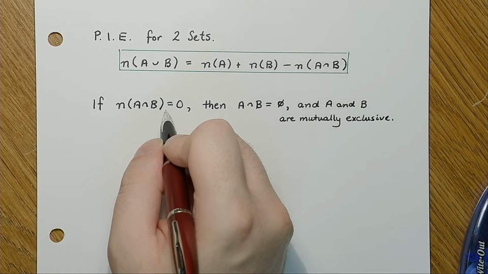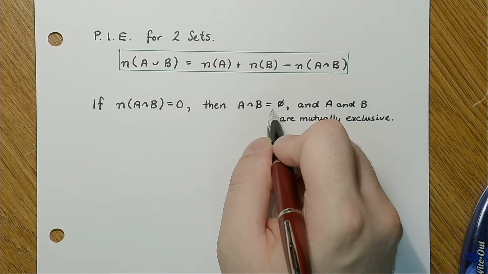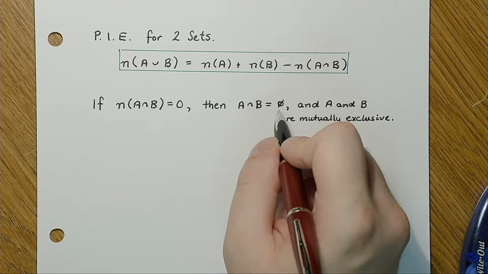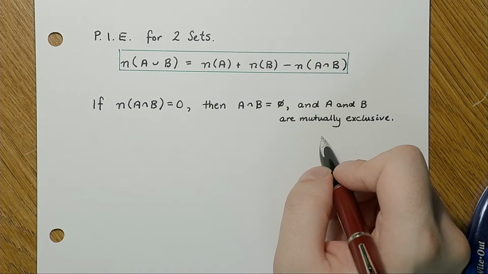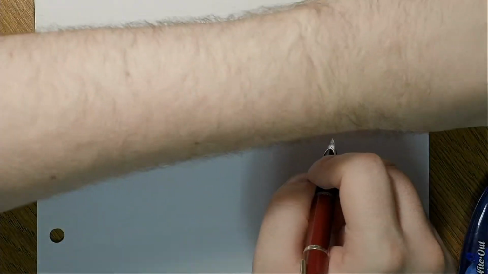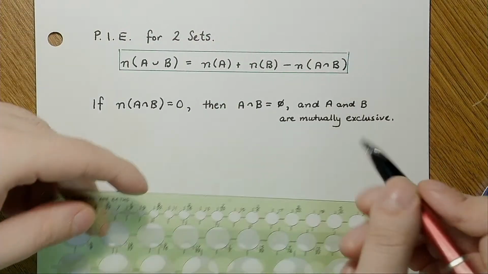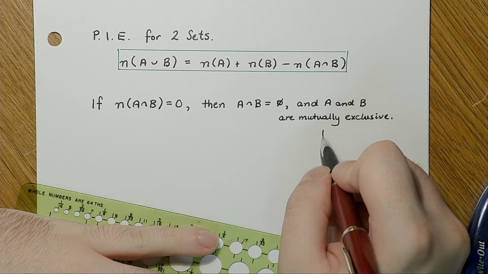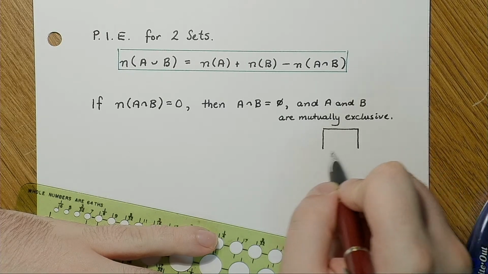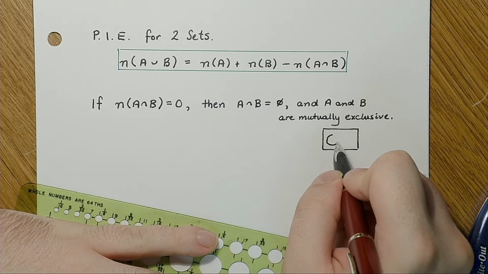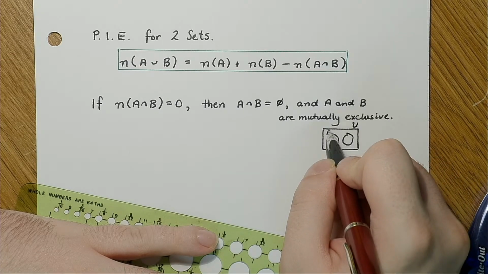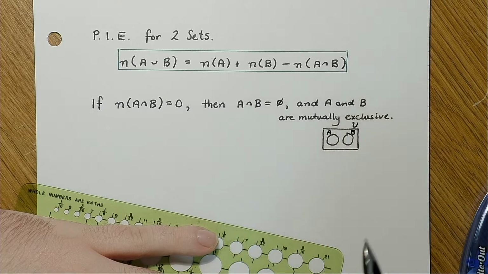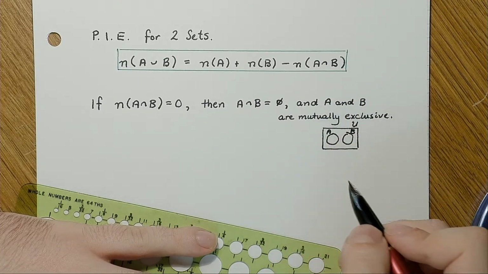So if we have no elements in the intersection, which means that the intersection is empty, this means that A and B are mutually exclusive. And by that, I mean something like that, where there's no overlap.